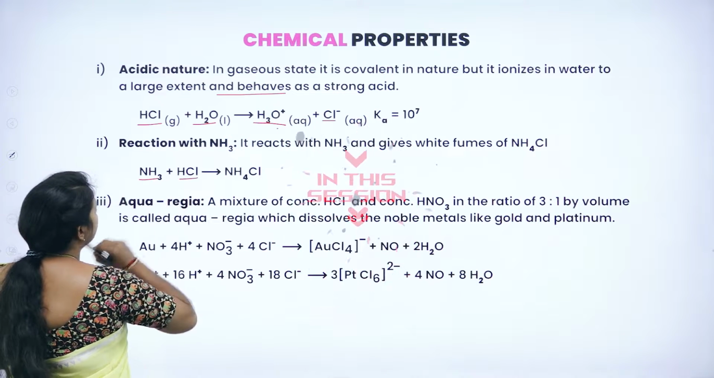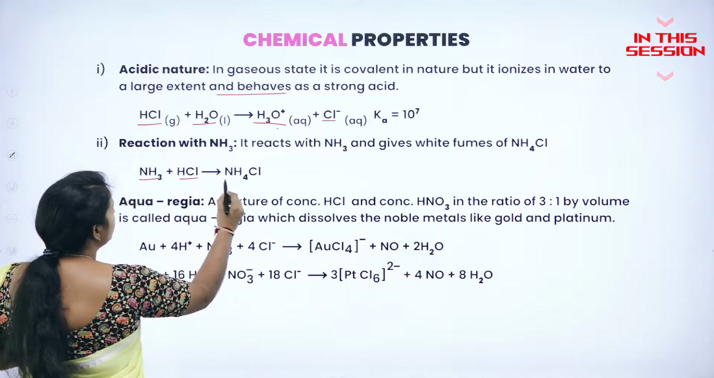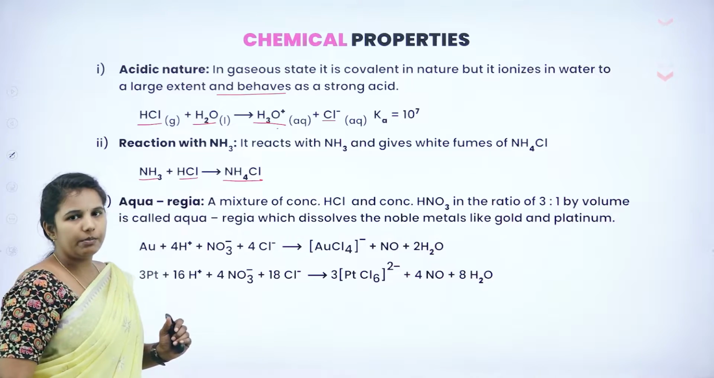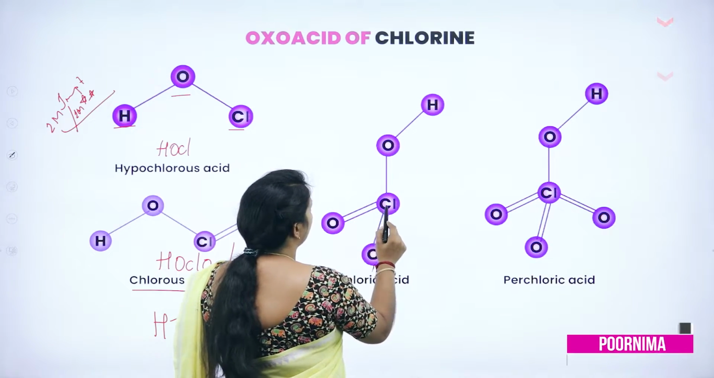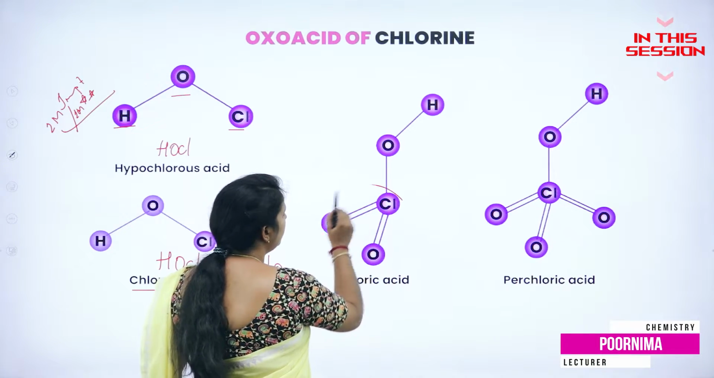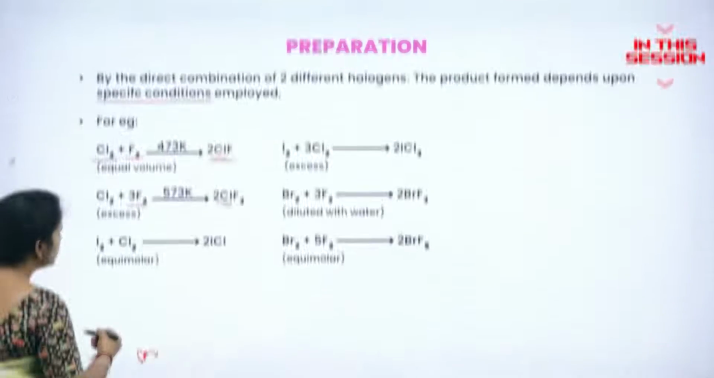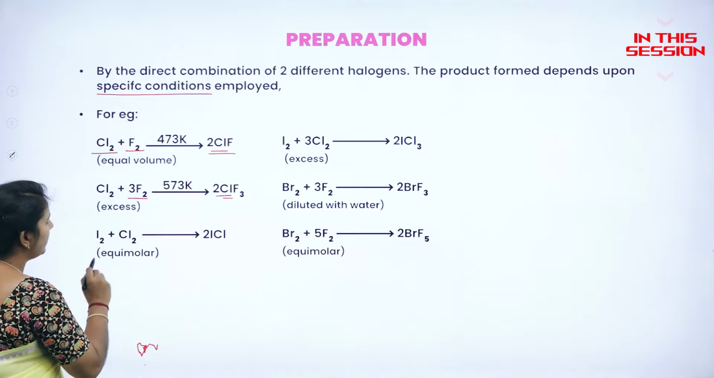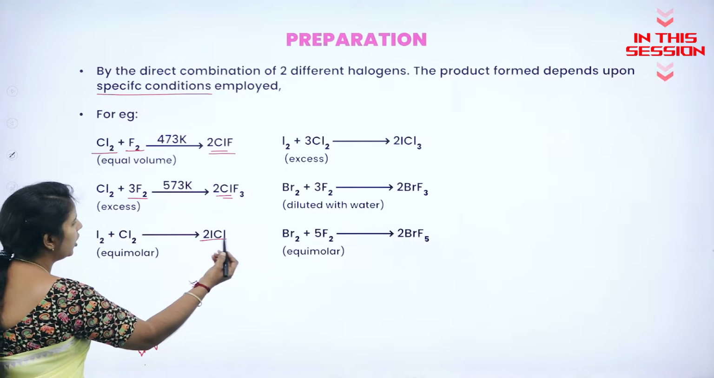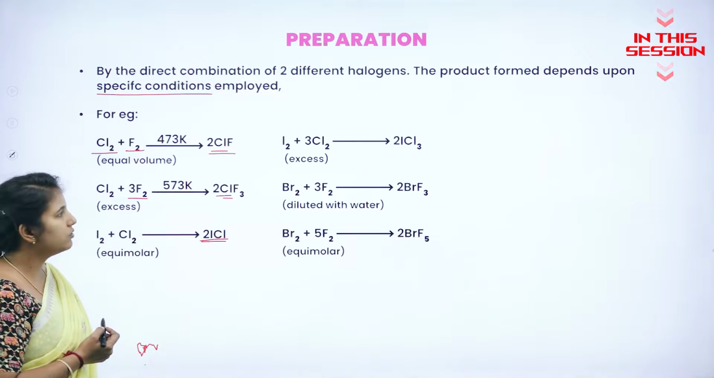When ammonia is reacted with hydrochloric acid, it forms white fumes of ammonium chloride. Hydrogen, oxygen with chlorine, one more oxygen atom has been added, hence it is chloric acid. Suppose if I take an equimolar mixture of iodine with chlorine, we get a chloroiodine interhalogen compound.